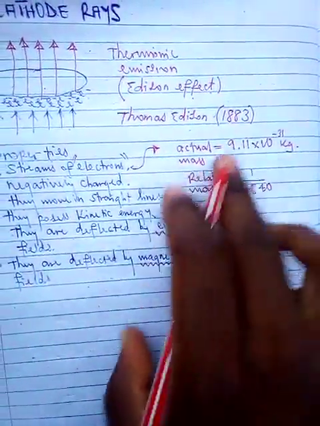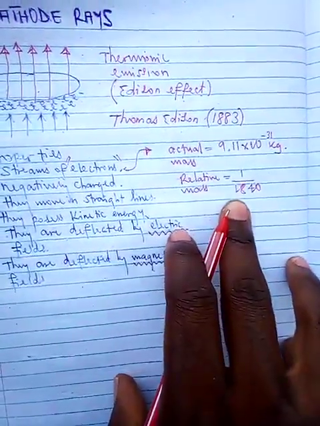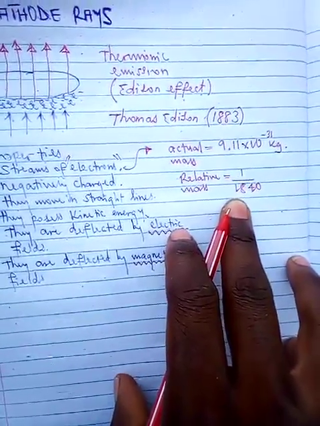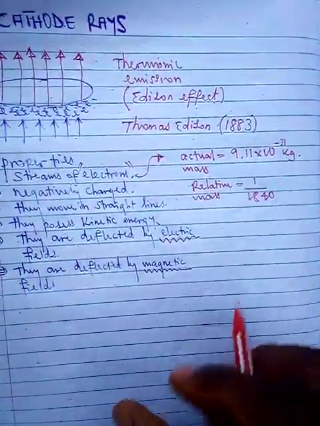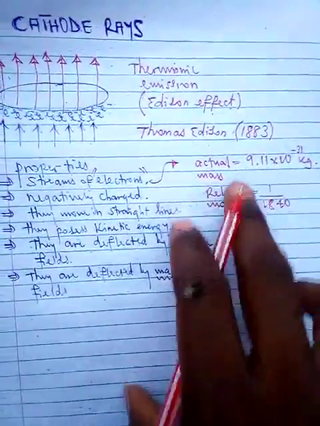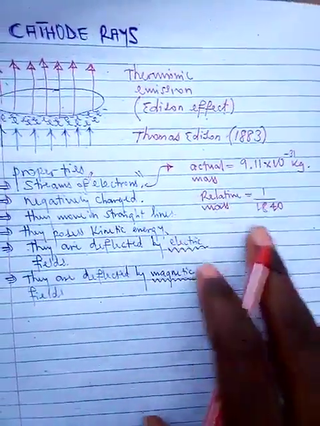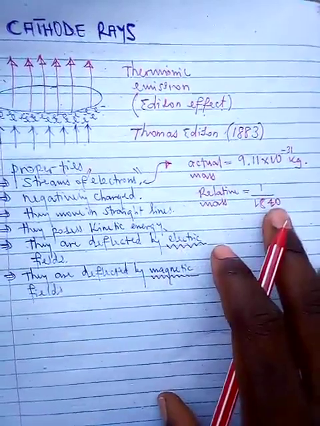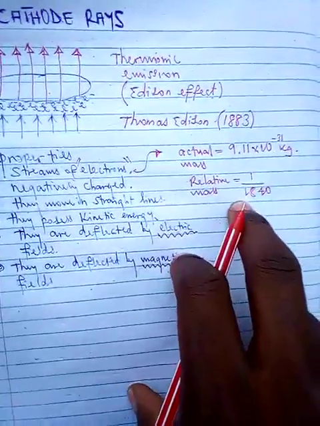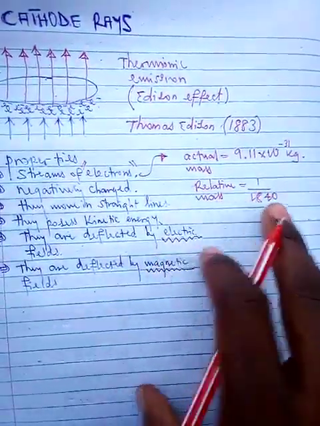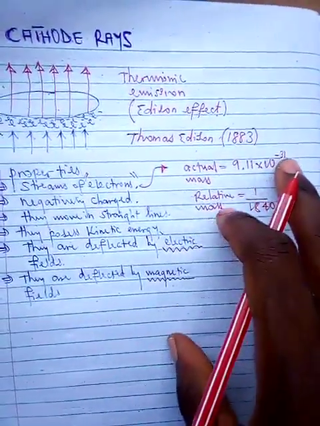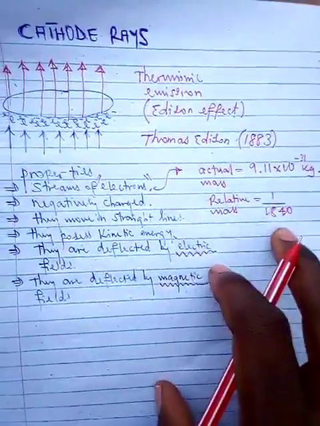What this means is that the mass of an electron is about 1840 times smaller than a proton. This is what it means. Don't forget this. Actual mass 9.11 times 10 to the power negative 31 kg. The relative mass 1 over 1840.